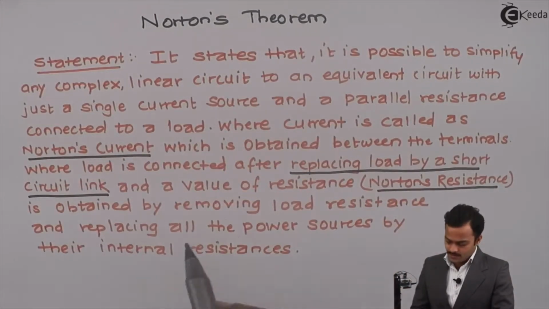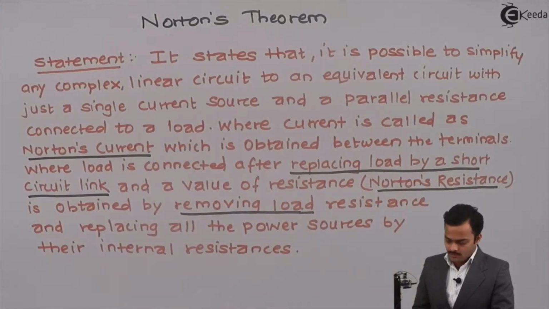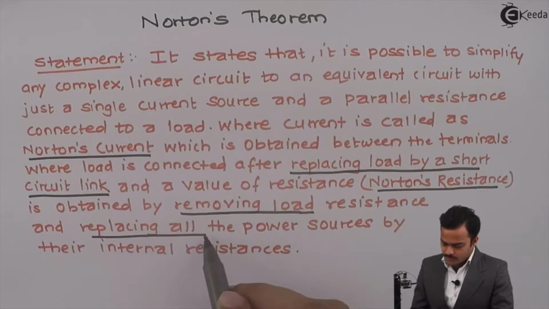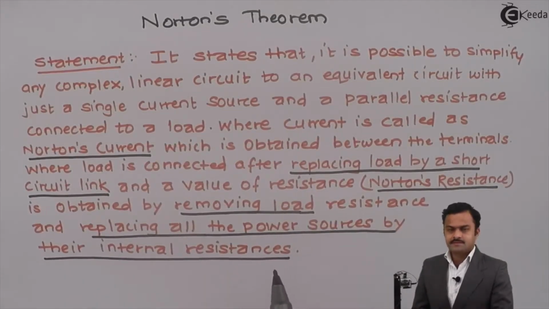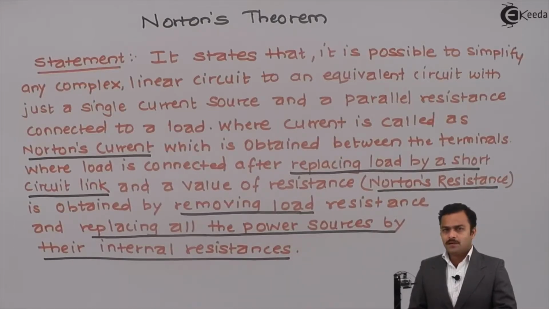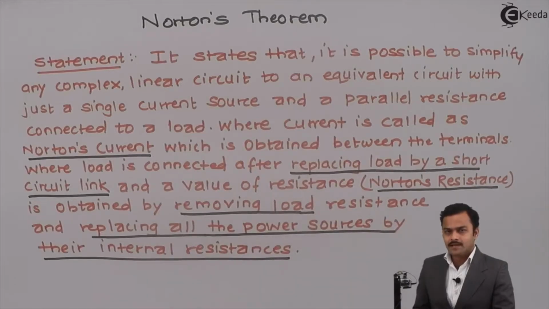is obtained like this. First of all, we have to remove the load, and then all the power sources we need to replace with their internal resistances. So if you see properly, the second part of Norton's theorem is the same as the second part of Thevenin's theorem. There is absolute similarity between how to find Norton's resistance and Thevenin's resistance. The only difference is how to get this Norton current.